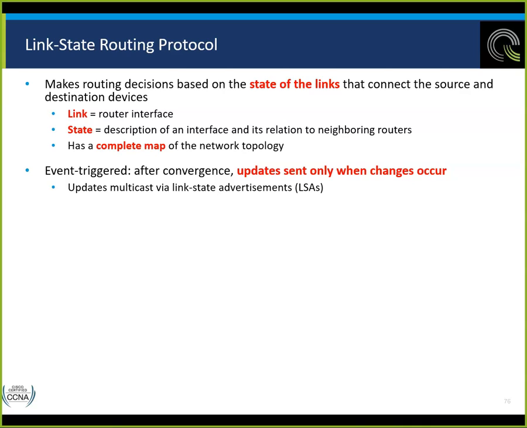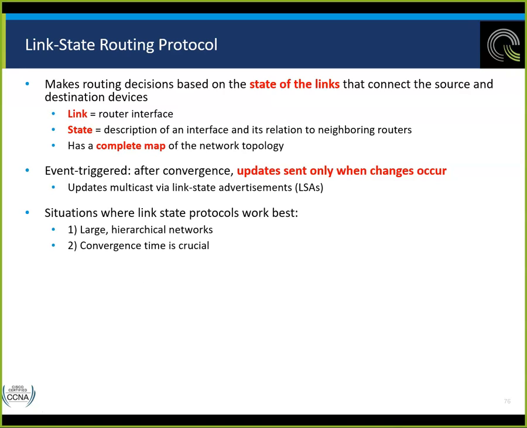The updates are using multicast addresses via link state announcements, LSAs, and we'll talk about those when we do OSPF specifically, which is the link state protocol. Where they're best, large hierarchical networks, and where convergence time is crucial. If convergence time is crucial, EIGRP is probably the best bet because it keeps track of the backup routes. In link state, if something goes down, it has to go look at the topology table based on the changes and do a recalculation at the time.